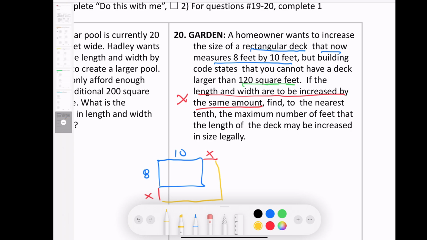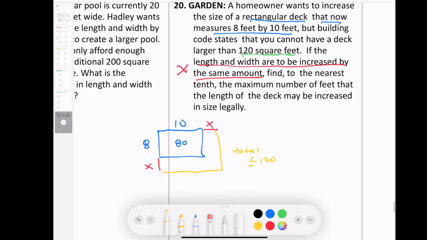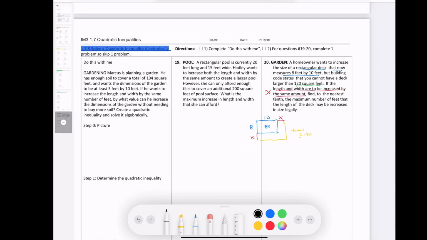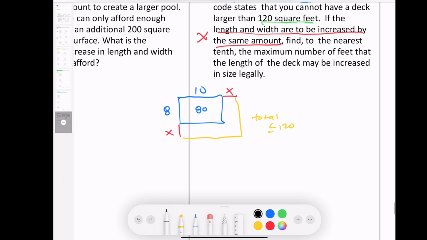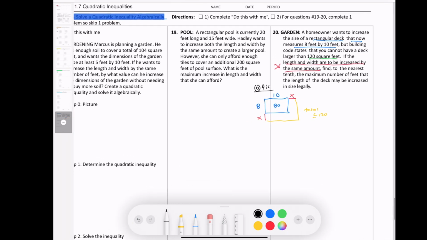that means this whole area, so if this is 80, and we're saying altogether the total cannot be more than, has to be less than 120. So let's go into use step 0 is our picture. We got that. And then number 1, we'll just have x plus 8. And then the other one, 10 plus x, or x plus 10, is less than or equal to 120.